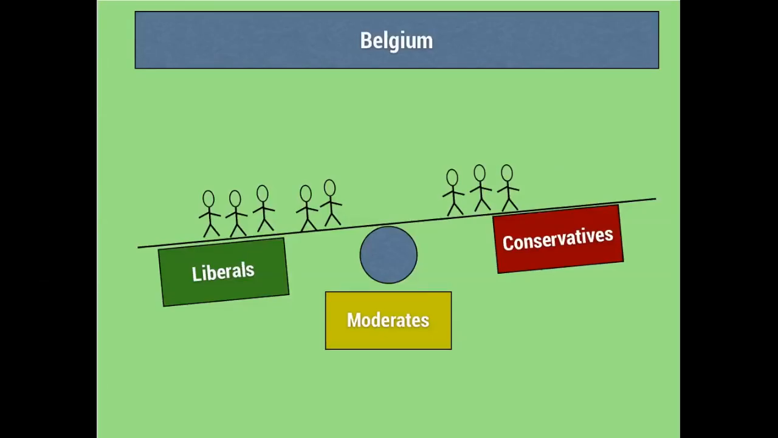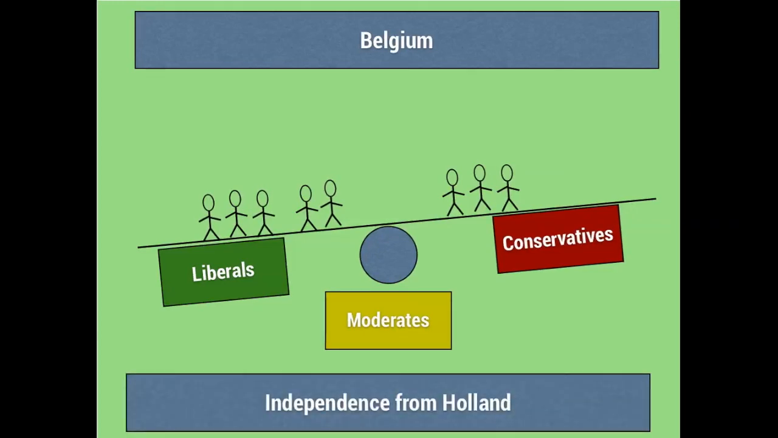However, the liberals in Belgium were able to convince the people of Holland to allow them to have their freedom, and they gained independence from Holland.